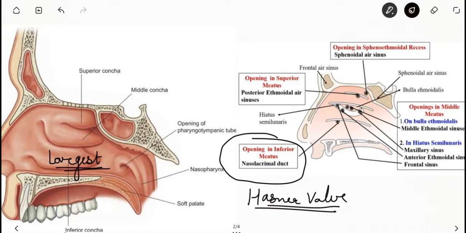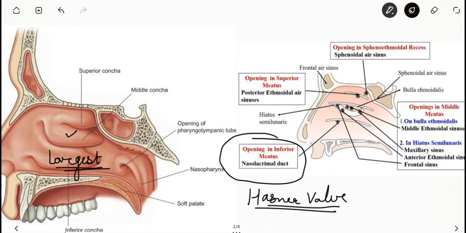This one is the middle meatus. The middle meatus lies underneath the middle conchae. It presents the ethmoidal bulla, which is a round elevation produced by the middle ethmoidal sinus, which opens at the upper margin of the bulla. Second, it contains the hiatus semilunaris.